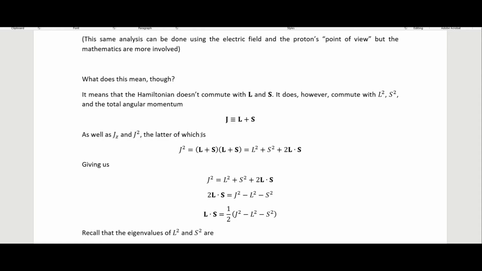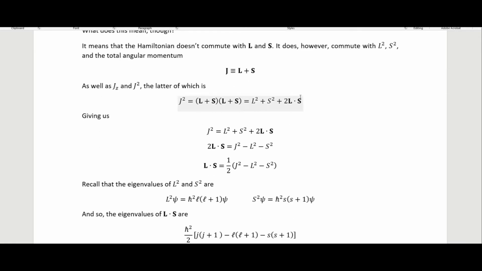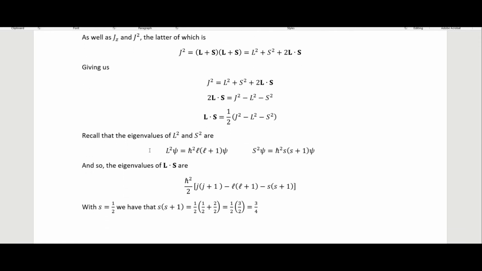This J squared is the L plus S times L plus S, so we just FOIL that out. We get the L squared plus S squared plus 2L dot S. And so then if we just solve for the L dot S, we get the L dot S equals 1/2 times J squared minus L squared minus S squared. But recall that the eigenvalues of L squared and S squared are these H bar squared L times L plus 1, this H bar squared S times S plus 1. So the eigenvalues of the L dot S are this right here.